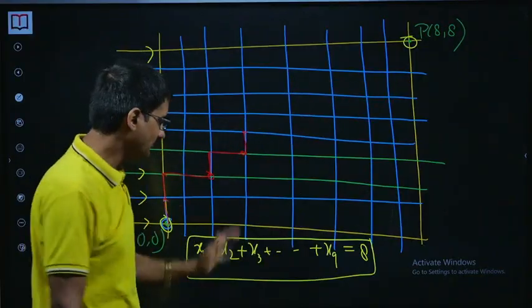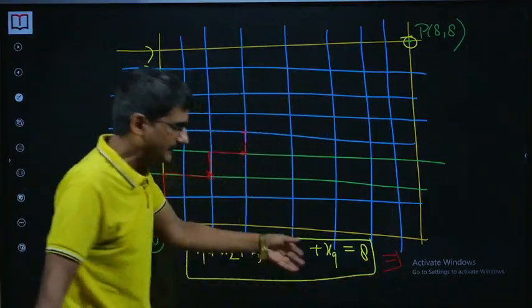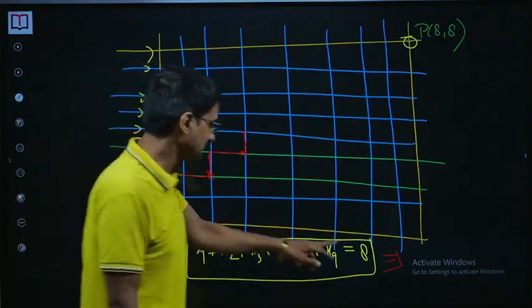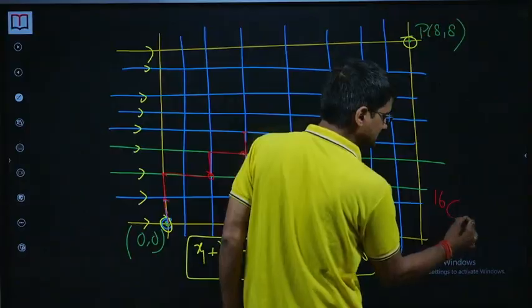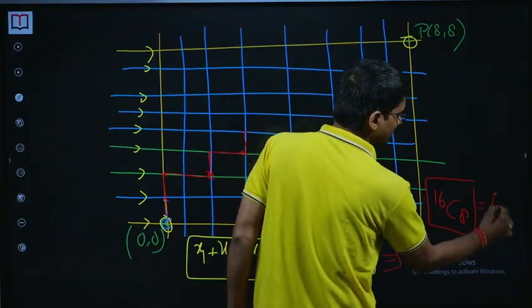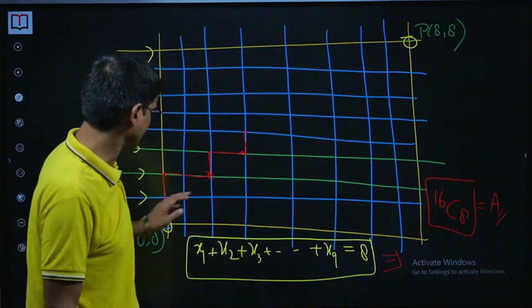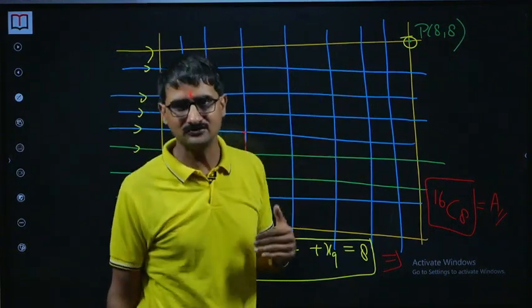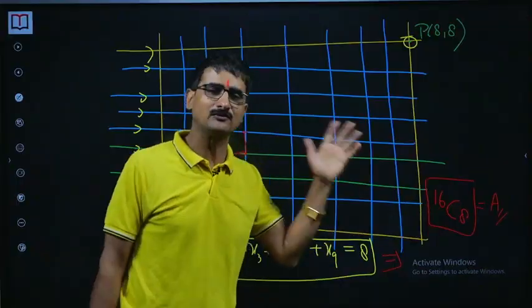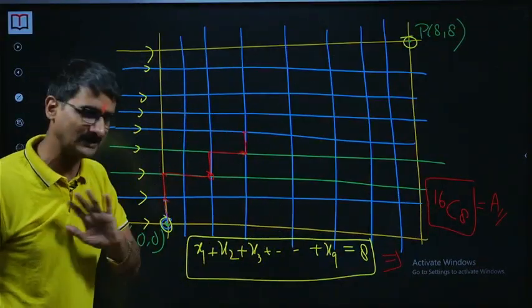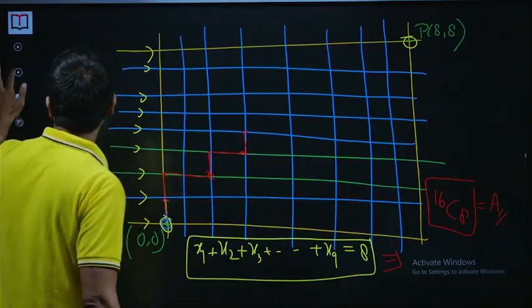That's it. So how many ways? Again, a non-negative integral solution: 8 plus 9 minus 1 is 16, so 16C8. That's your number of all possible ways of going from here to here, such that you can move only from left to right or from down to upwards. Okay, that's it.